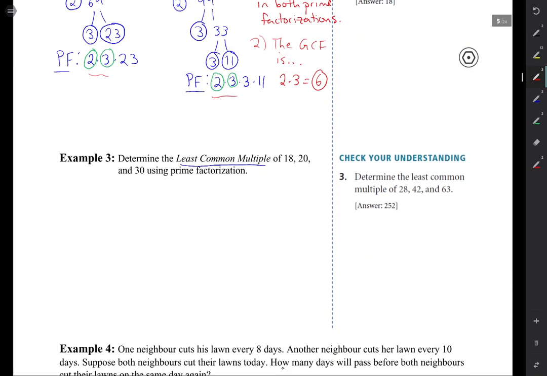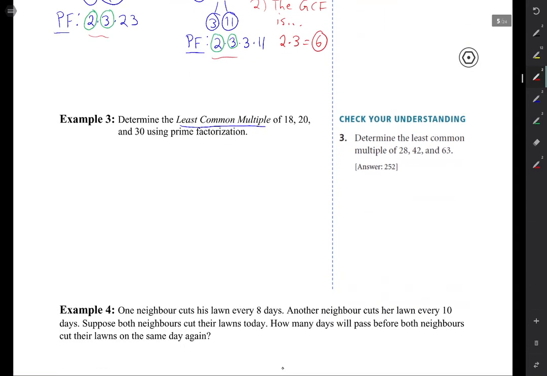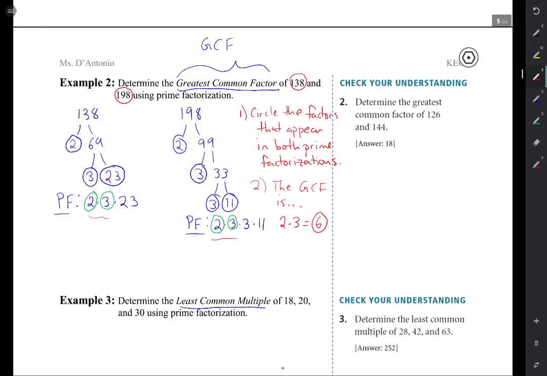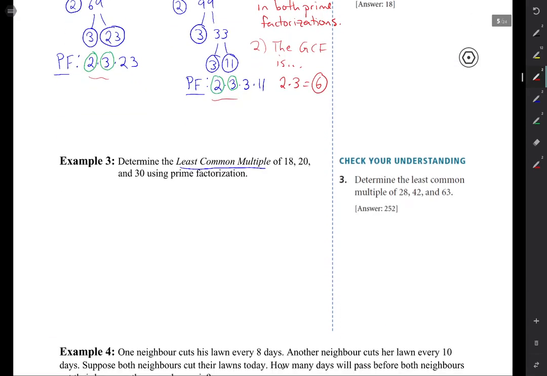Now let's take a look at the least common multiple. Now it's easy to get least common multiple and greatest common factor confused because they're similar but kind of like opposites of each other. When we're dealing with least common multiple, let's remember what a multiple is. It is like skip counting by the numbers.